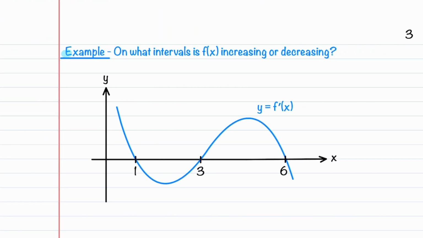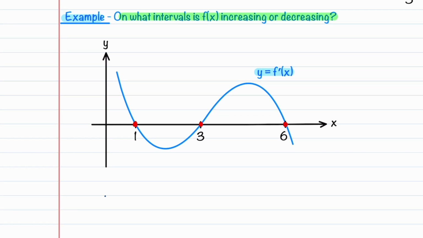In this next example, we are given a graph of y is equal to the derivative of f. And we want to find on what intervals f of x is increasing or decreasing. Since this is a graph of f prime, we can see where the critical values are. They're going to be at 1, at 3, and at 6, because that's where our derivative is equal to 0. Now we need to find the value of f prime to the left and right of these critical points.